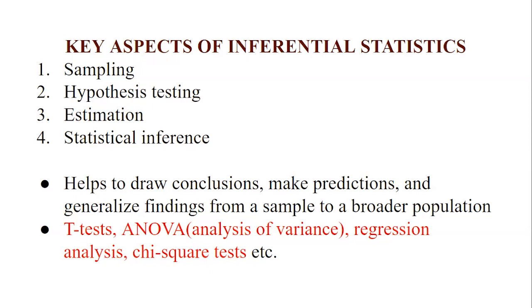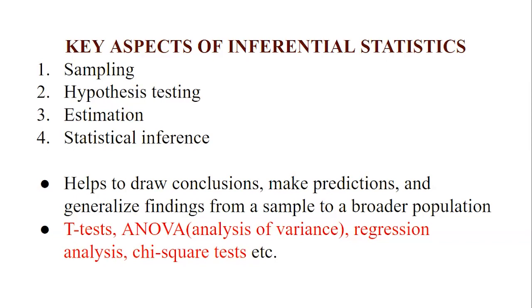So what the researcher would do is collect data from a sample of the larger population of interest, and the sample should ideally represent the population to which the researcher wants to generalize the findings. So the sample should ideally represent the population which the researcher wants to study.